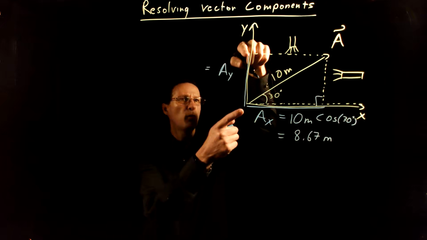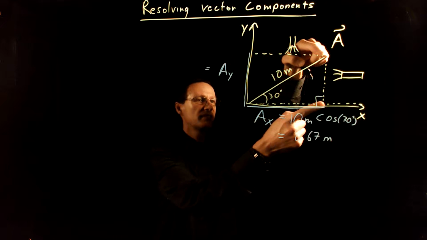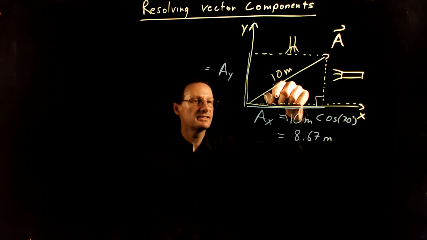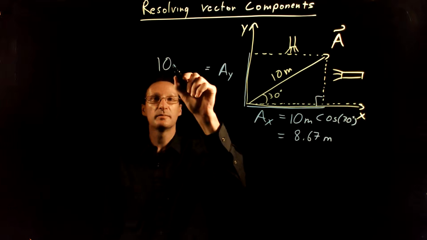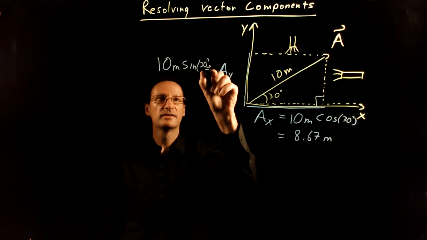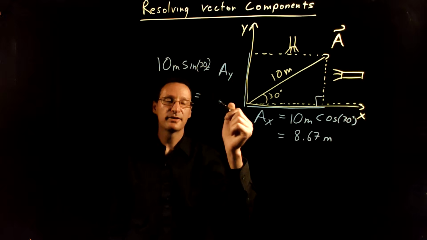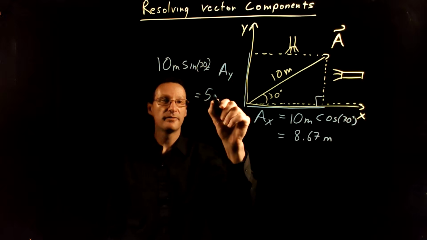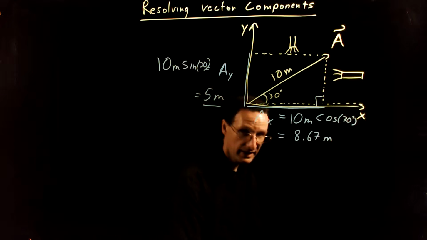Similarly, for the y component, I want this length here, which is the same as this length here. And this length here is opposite to 30 degrees, so I want to use sine. So this is going to be 10 meters times sine of 30 degrees. And when I compute that number, sine of 30 degrees is half, so that's going to give me 5 meters. Okay? Let's do another quick example so you can see how this works.